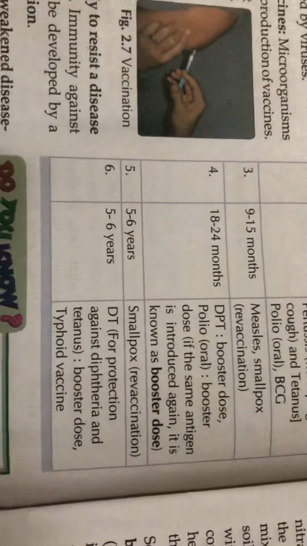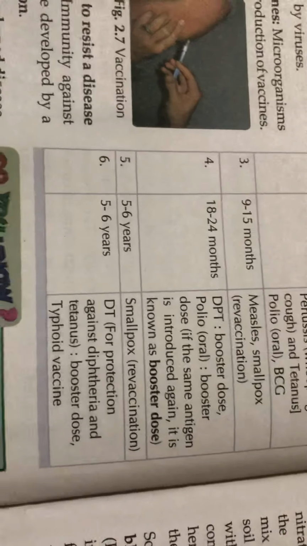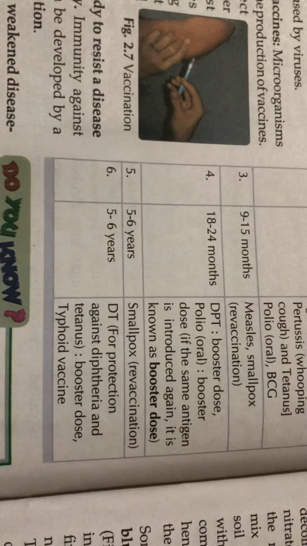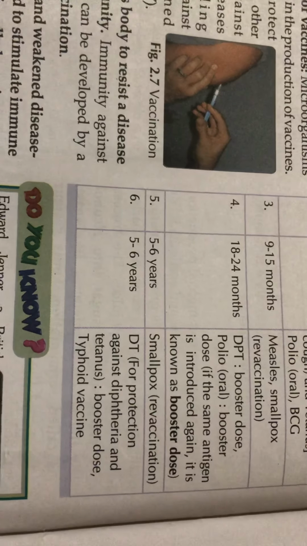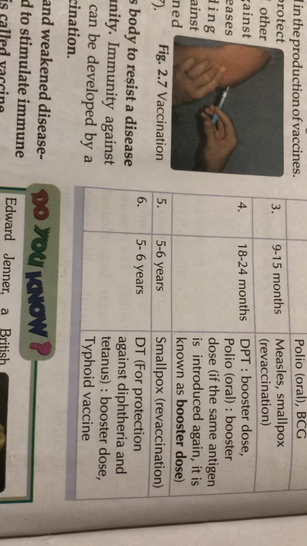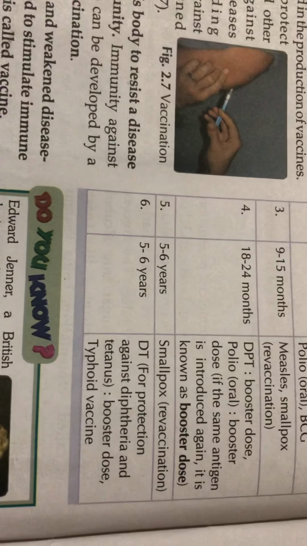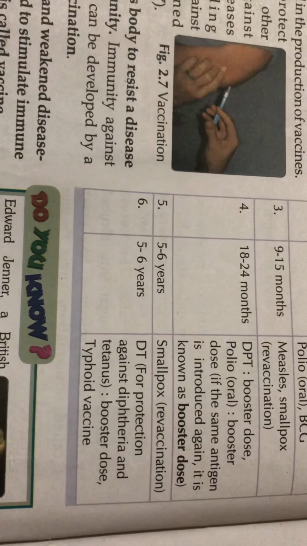At the age of 5 to 6 years, smallpox vaccination is given. At the age of 5 to 6 years, DT for protection against diphtheria and tetanus, as a booster dose, and the typhoid vaccine are given.